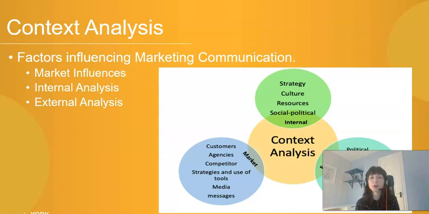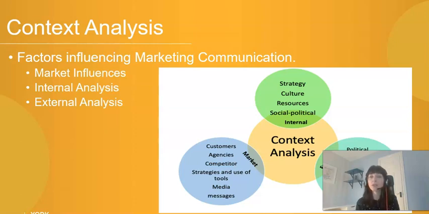So we've got what's going on in the marketplace. So what do the consumers want? What are the competitors doing? And what media messages do we need to put out there? So we're looking at what's going on where we're operating. Internally, what's driving our organisation? So, what's their strategy? What's the internal culture as well as the external culture with our consumers? What resources has the company got available? Because actually, that will hinder or give them access to different marketing approaches.